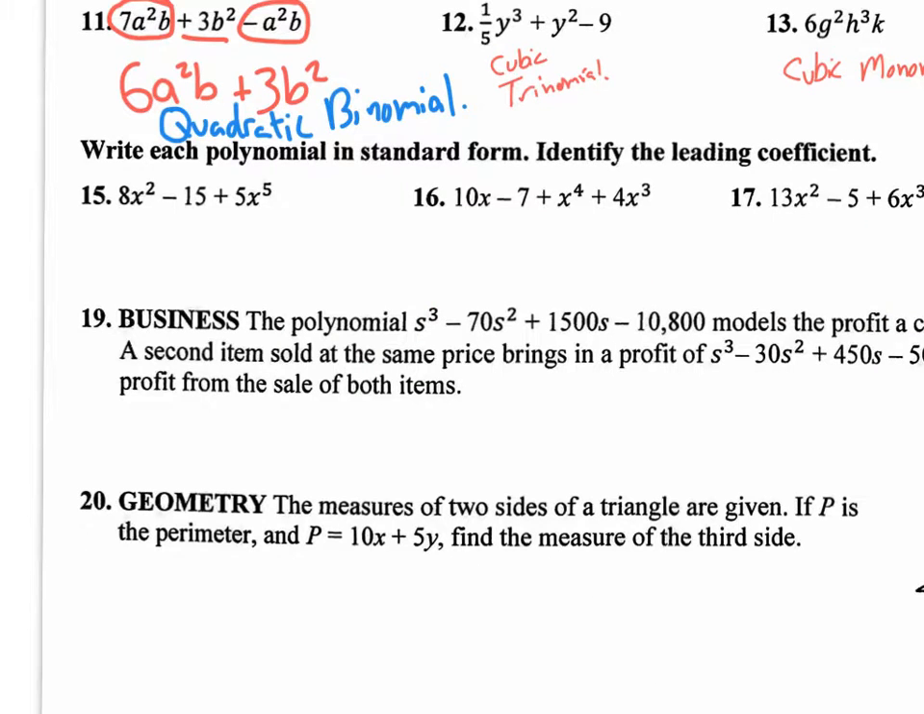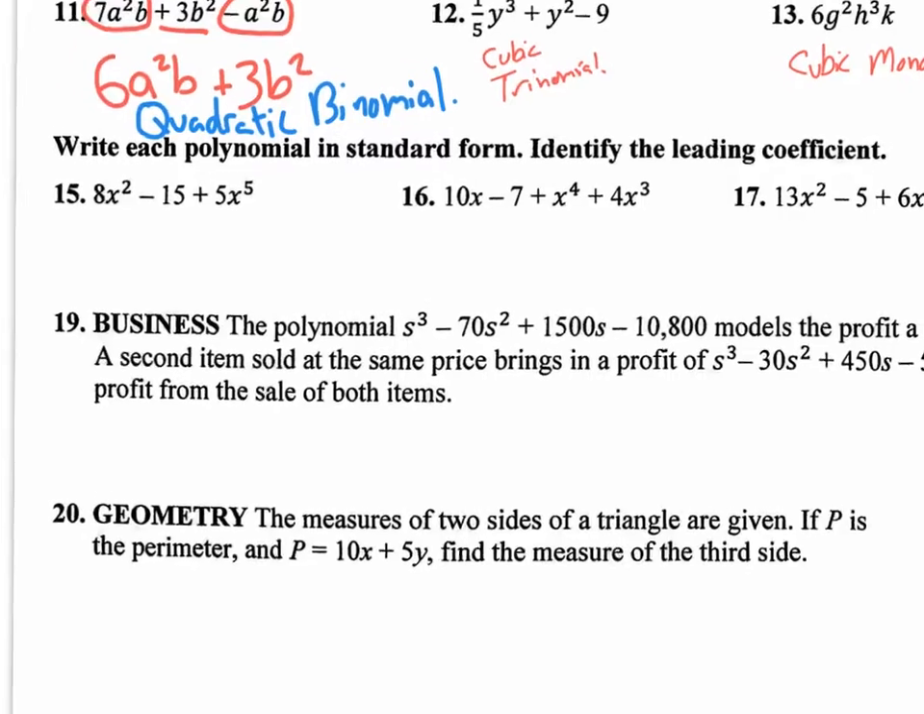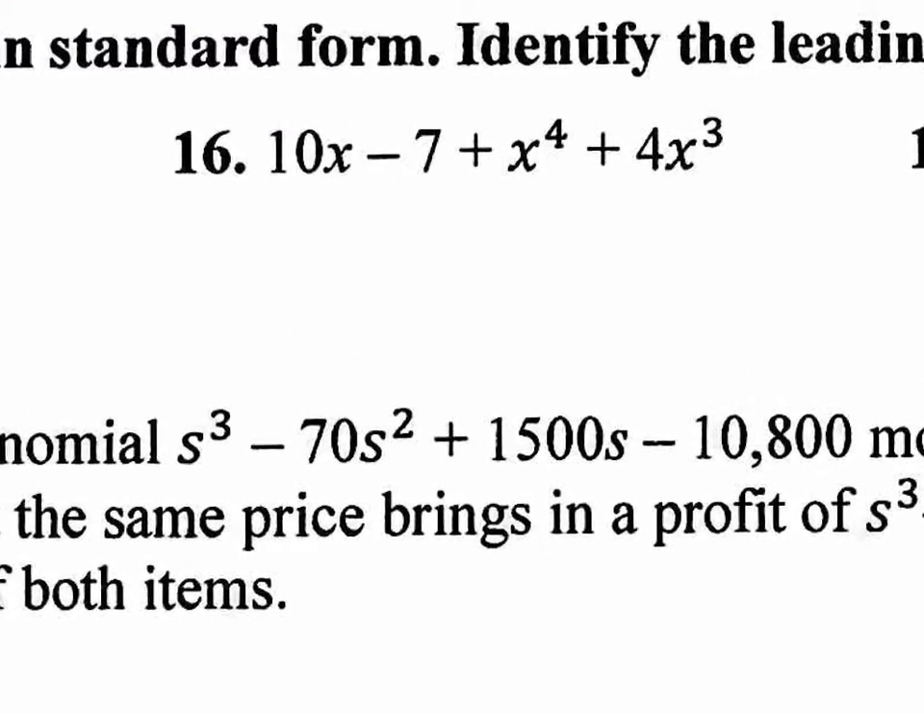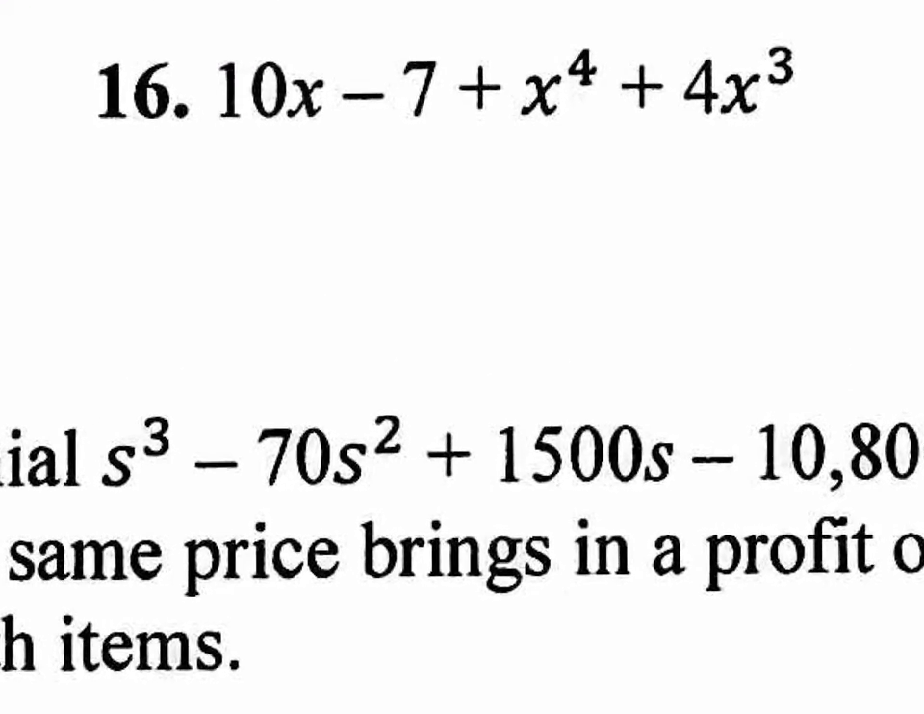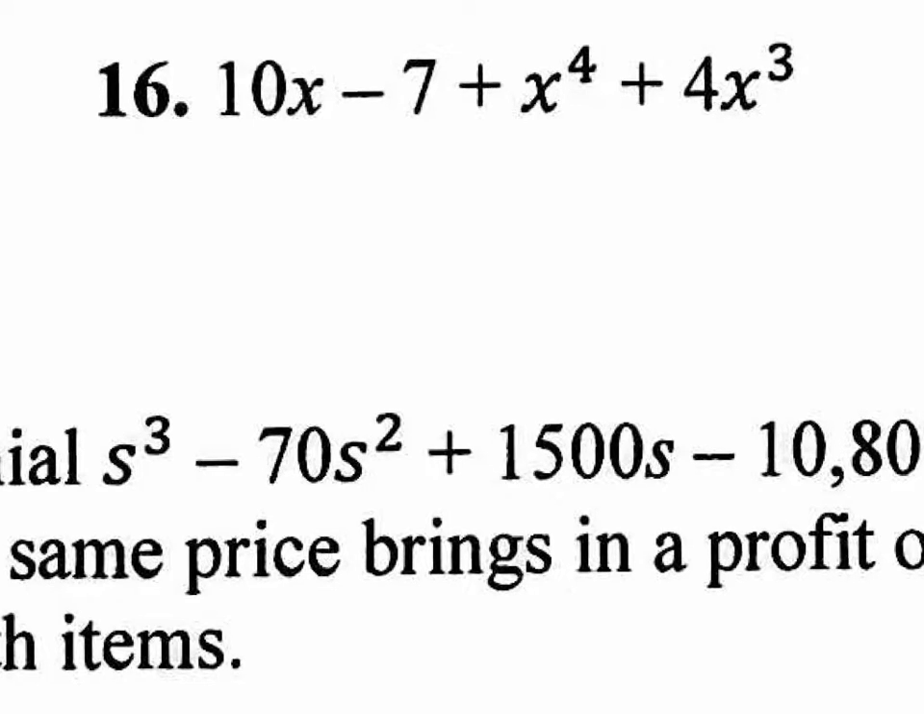Jumping to number 16, it says write each polynomial in standard form. What does standard form mean? Highest exponent down to smallest, which at the very end is your constant without a variable. Okay, so I'm just going to do one of these. We're going to write it in standard form and then identify the leading coefficient, and we might as well classify it also. So if I want standard form, in order, what's my first term? This guy. Right? So that's what I'm going to write first. Positive x to the fourth.